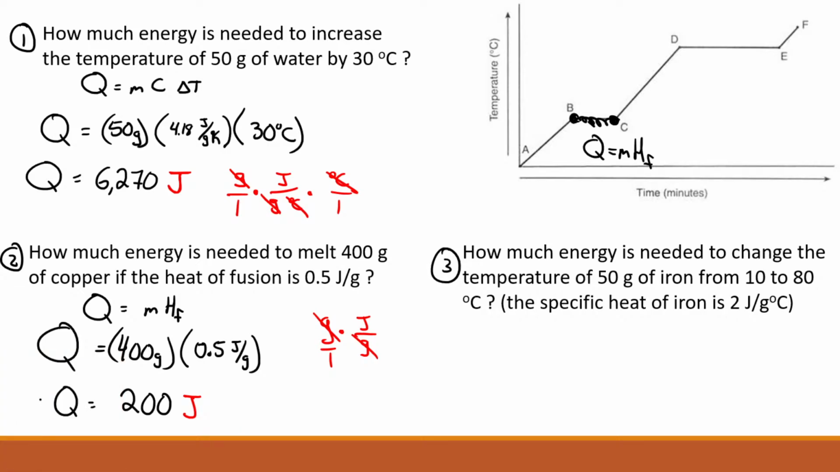My third question here. How much energy is needed to change the temperature of 50 grams of iron from 10 to 80 degrees Celsius? Specific heat of iron is 2 joules per gram degree Celsius. They don't mention it explicitly, but iron, we can assume, is a solid, right? They would have said liquid iron or gaseous iron if they meant anything else. So we know we're solving Q equals MC delta T.